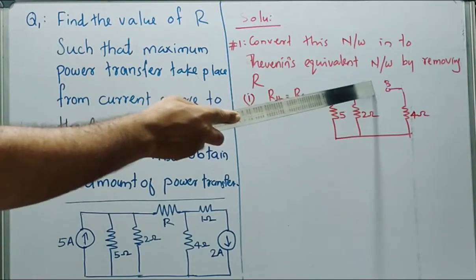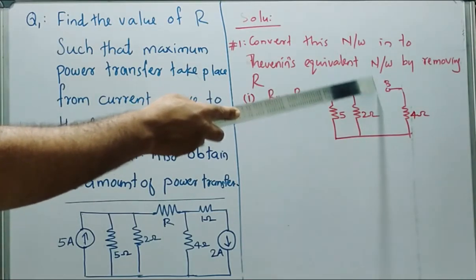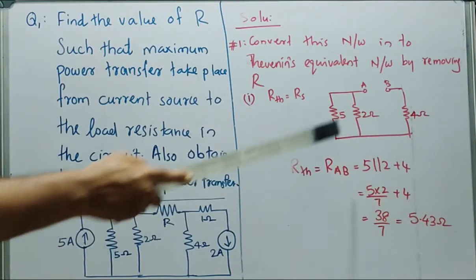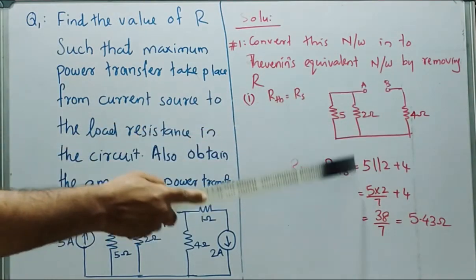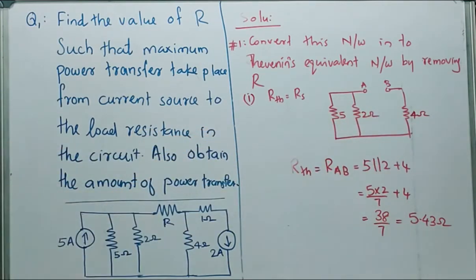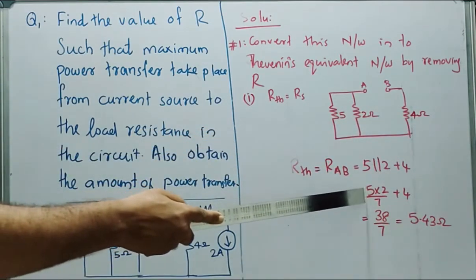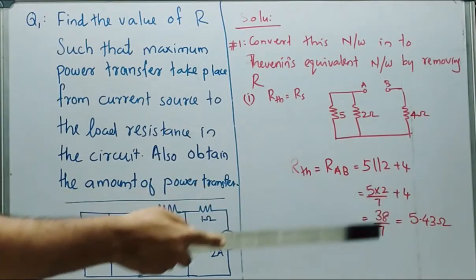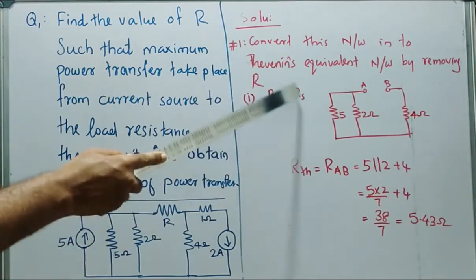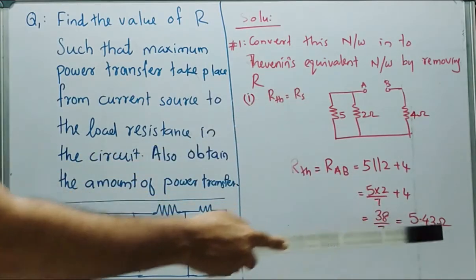The corresponding circuit is given here. Now we can find Thevenin's equivalent resistance through this open circuited terminal. Here RTH is equal to RAB, which is 5 parallel with 2, in series with 4. That is 5 into 2 divided by 7, plus 4. Simplifying, we obtain RTH, that is Rs, as 5.43 ohm.